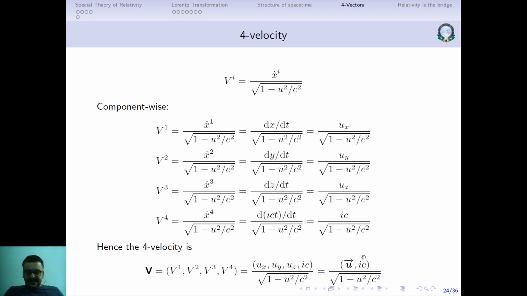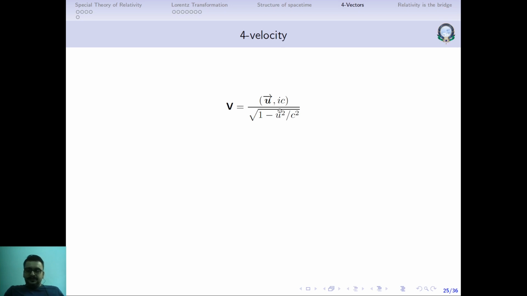Okay, so when I write this, what I basically mean is, this is a 4 velocity, it should have 4 components, but I'm writing it as 2 components because this first component is actually made up of 3 components. So 3 components for this and 1 more component here. So that's why we write it like this. So this is your 4 velocity.